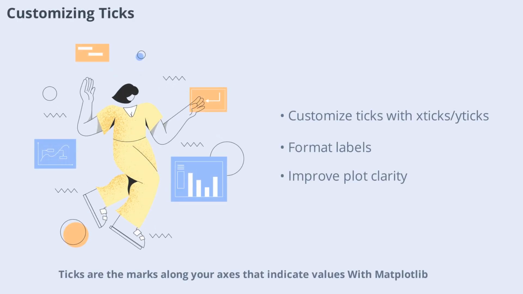Ticks are the marks along your axes that indicate values. With Matplotlib, you can customize tick locations, labels, and formatting using plt.xticks and plt.yticks. This allows you to highlight important values, rotate labels for readability, or format numbers as needed. Custom ticks make your plots more informative and easier to interpret.